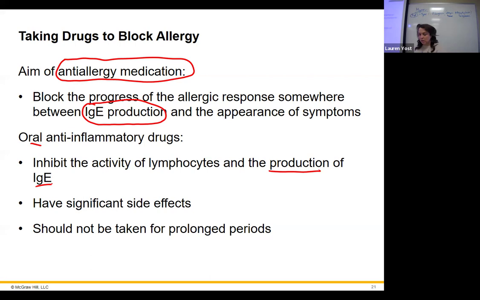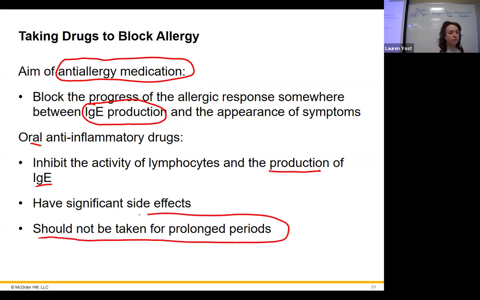So that when you're exposed to this thing, if you don't have mast cells that are already preloaded with IgE, we're going to make more IgE always as a response anyways, but we can block that at least. So you can keep that from getting worse. So we can inhibit that. A lot of these have really significant side effects and shouldn't be taken for prolonged periods. Here, we're mostly talking about things like steroids.